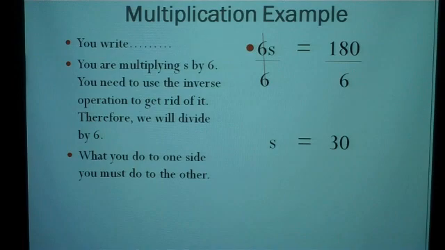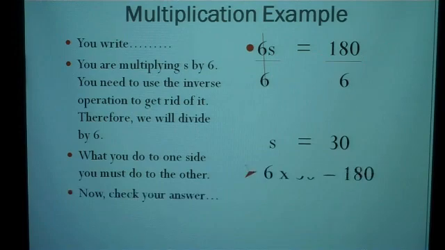Now we're going to use substitution again. We're going to put the 30 in the s's place, work the original problem to see if we're correct. Is 6 times 30 180? Yes, it is, so we are correct.